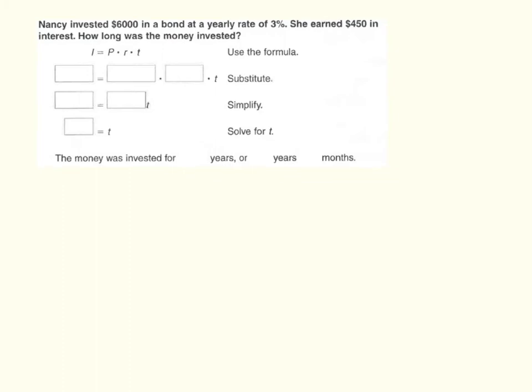Let's do another example. Nancy invested $6,000 in a bond at a yearly rate of 3%. She earned $450 in interest at the end of it. How long was the money invested?